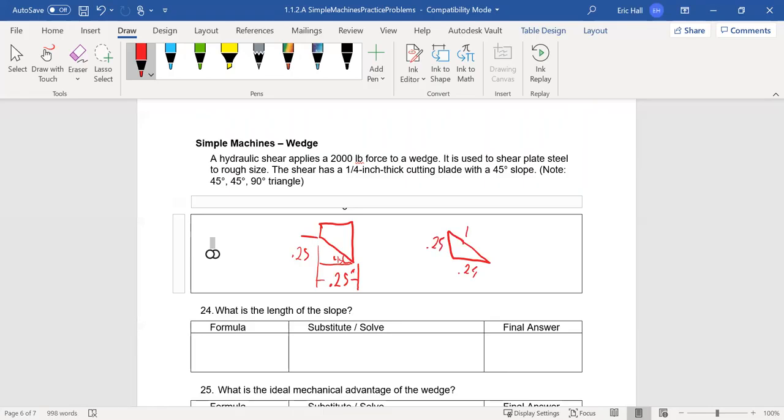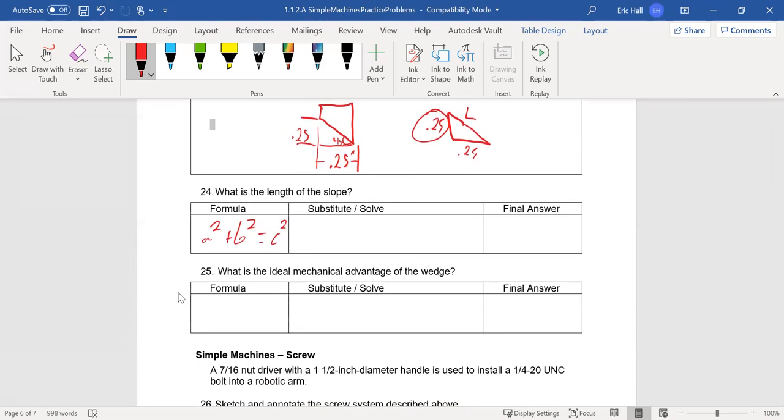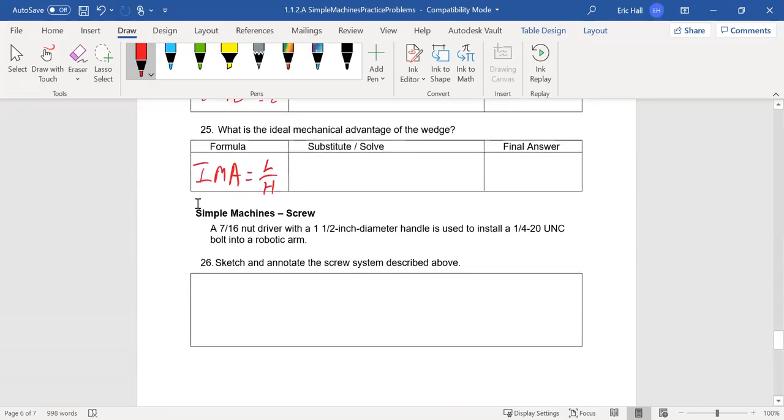Now it's asking you what's the length of the slope here. I don't know why they're asking you that, because this distance here is what matters for your mechanical advantage. But again, this is just going to be your Pythagorean theorem. You'll plug and play and find your length there. But then your ideal mechanical advantage is actually just going to be using the 0.25 and the 0.25 since it's a wedge. You'll figure out your ideal mechanical advantage and solve from there. Pretty easy.